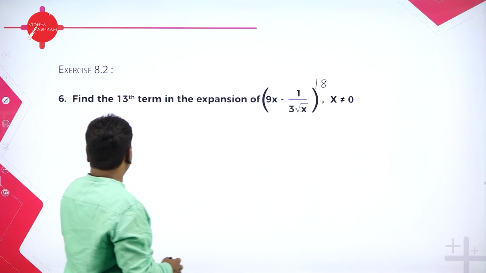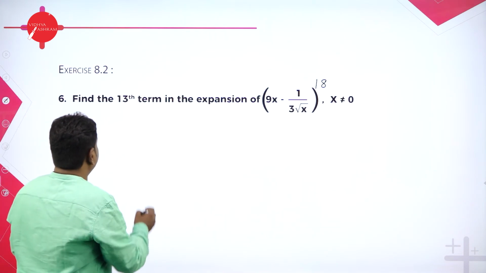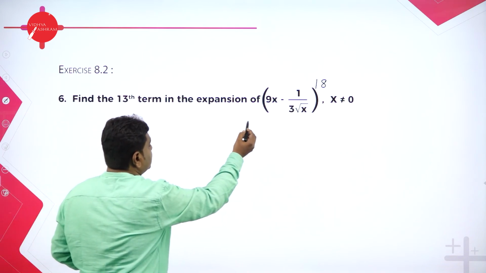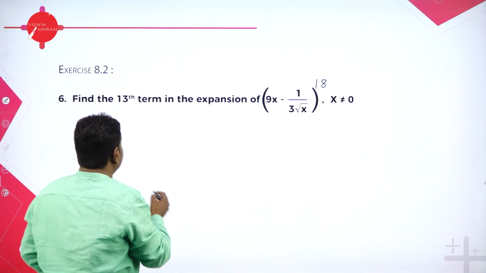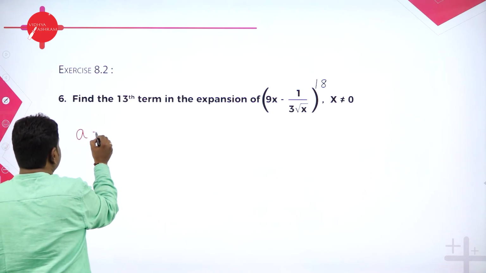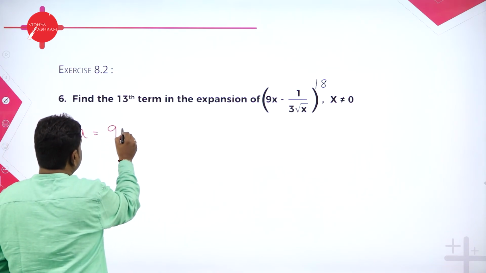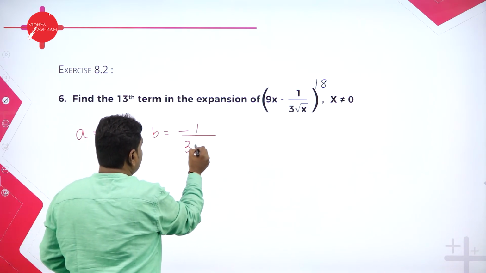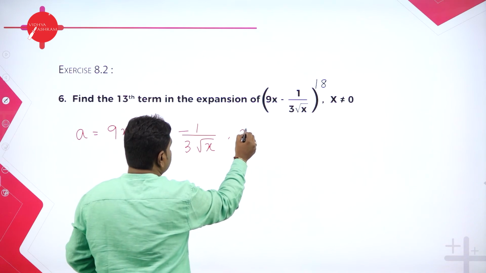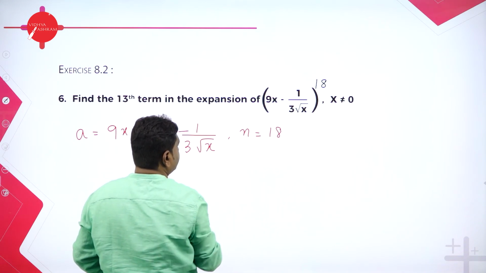So now we'll go to problem number 6. Find the 13th term in the expansion of 9x minus 1 by 3 root x, whole power 18. So now A means the first term. What is the first term here? 9x. B means the second term, minus 1 by 3 root x. And n means the overall power, that is 18.